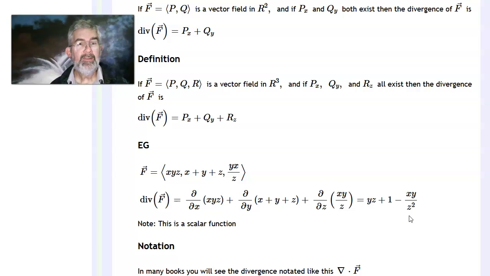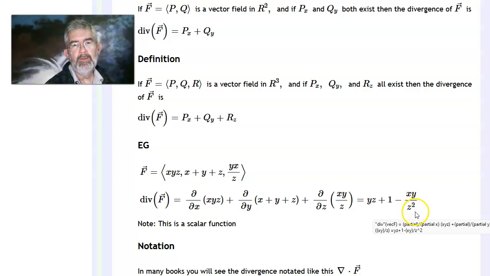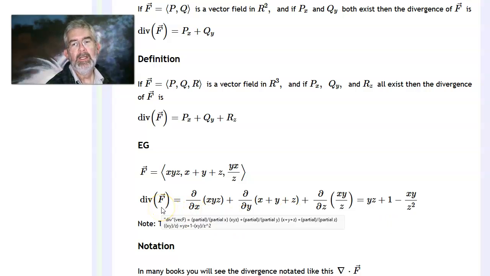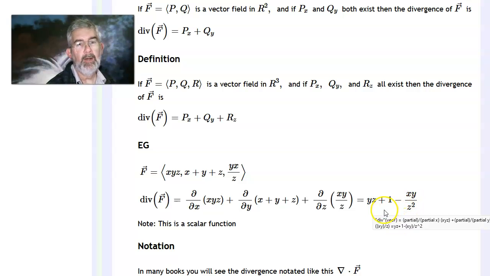Notice, this is a scalar function that you give me an xyz, and I'm going to do this calculation. I'm going to multiply y times z, I'm going to add 1, and I'm going to multiply x times y and divide that by z squared, subtract it from what I had before. Right? This is a scalar. This is a number that comes out of this. So your input is a vector field. Taking the divergence gives you a multivariable function, in this case 3 variables, but its output is a number.